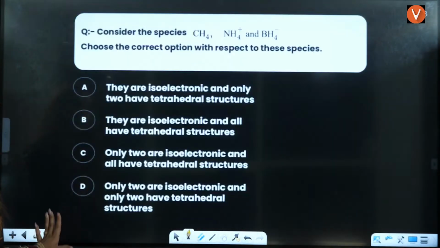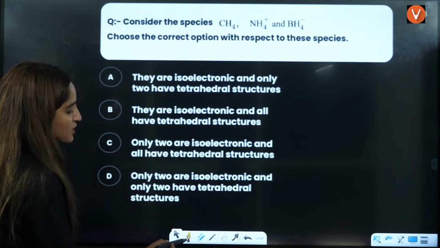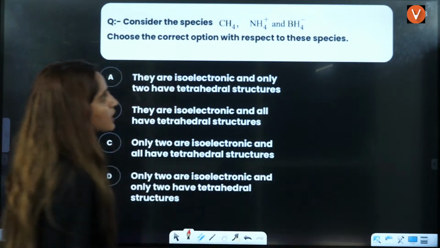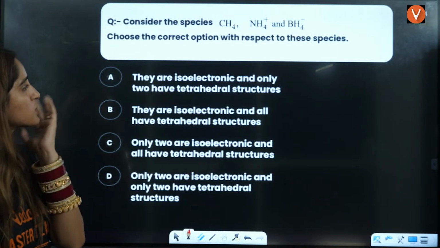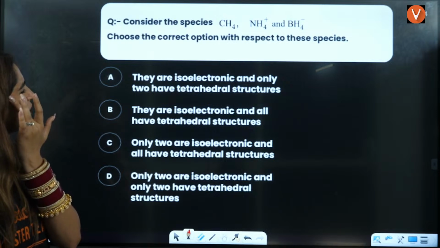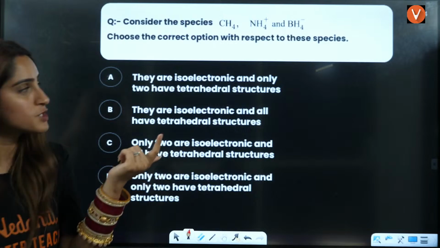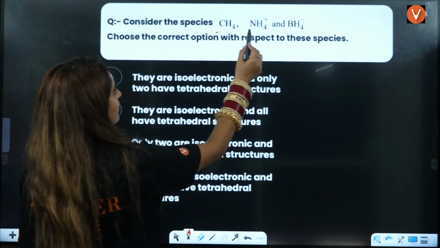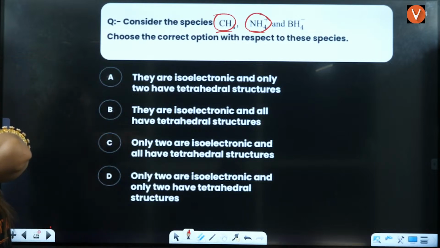Okay. Next beta, next we have, consider the species. These are the species here: CH4, NH4 positive, BH4 negative. Option with respect to these species. They are isoelectronic and only two have tetrahedral structures. So if you talk about the species here, we know that this is tetrahedral, this is tetrahedral, right? Okay. So, okay.